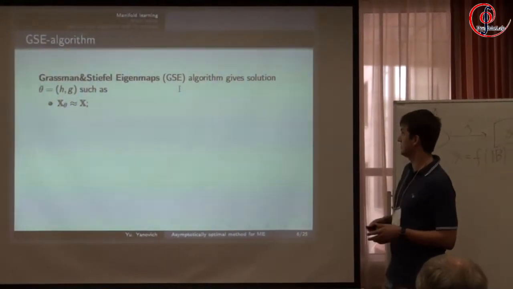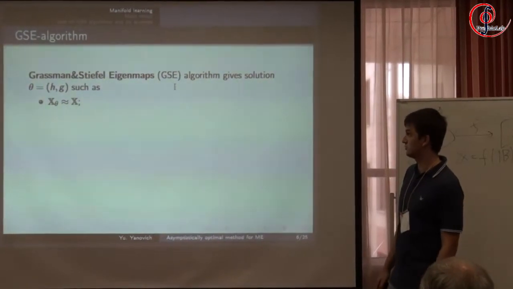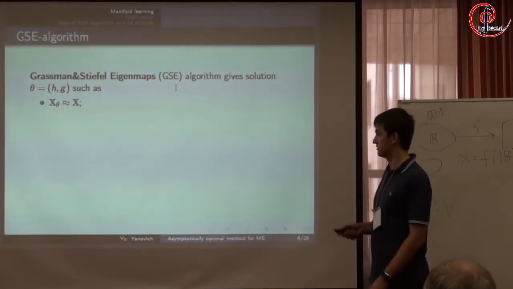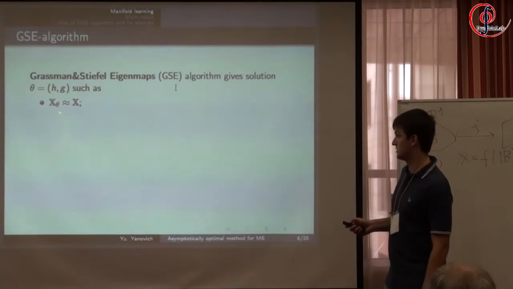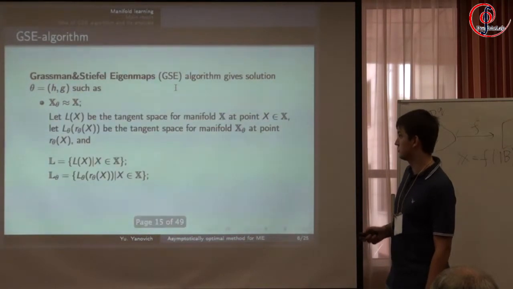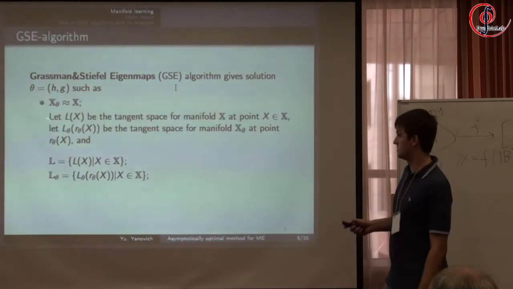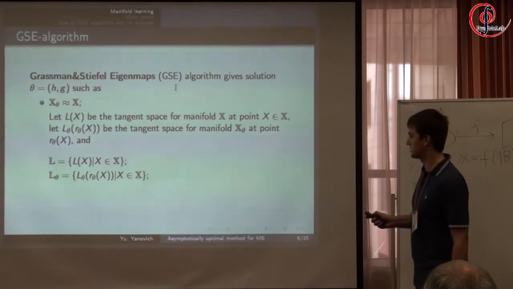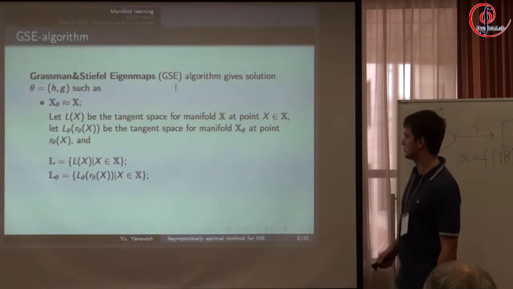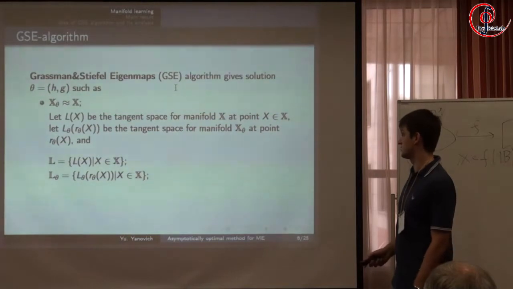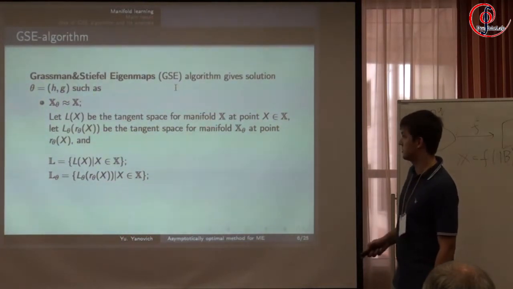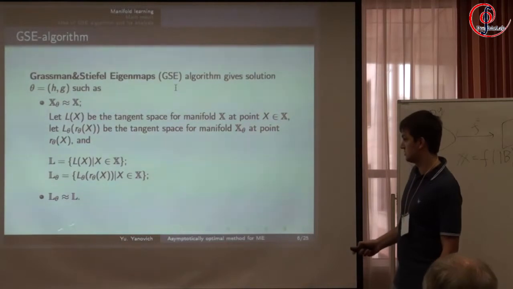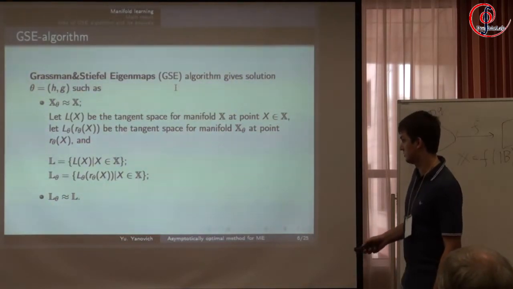The Grassmann and Stiefel eigenmaps algorithm gives a solution for the manifold learning problem, and for this solution, the data-based manifold is close to the unknown manifold. Also denote L of X the tangent space for the manifold X, and L of theta the tangent space for the data-based manifold. And the GSE algorithm also provides this inequality.